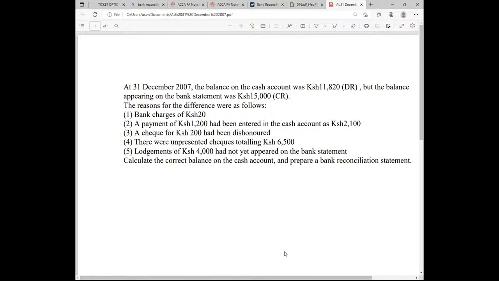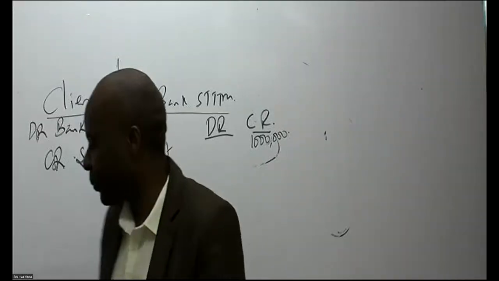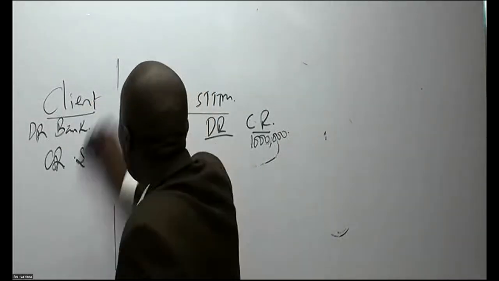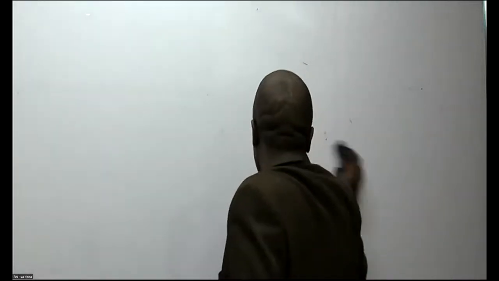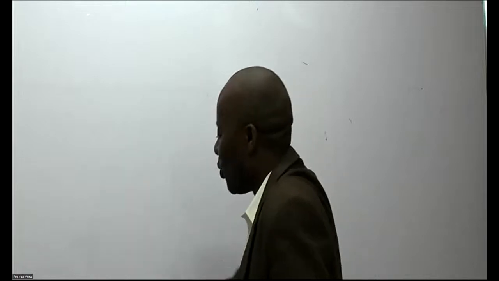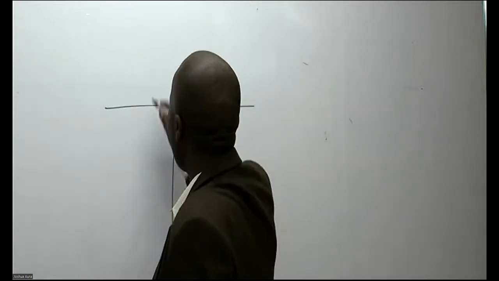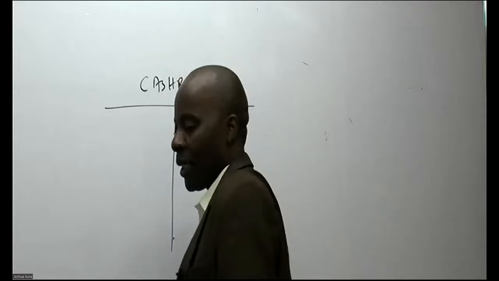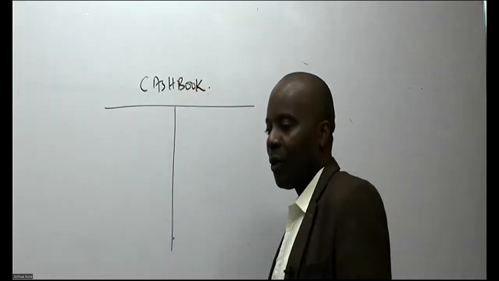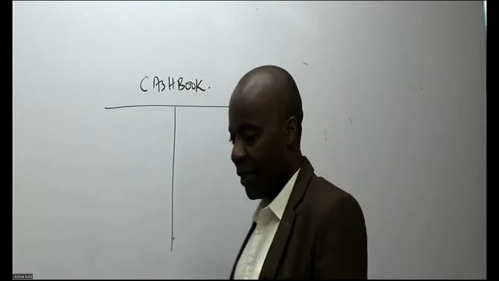Remember how we do it in practice, ladies and gentlemen. First of all, you start with your cash book. You could decide in this case to pass journals, or if you're doing it manually, always use a T account. Cash book. So this is the cash book, like that. This cash book, debit, credit, right?